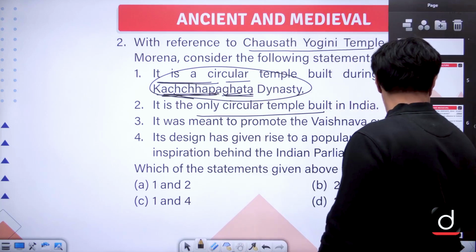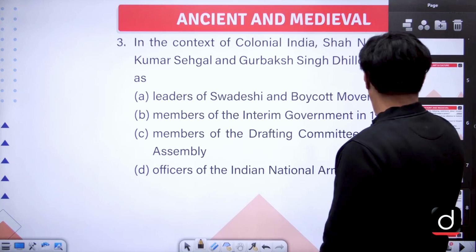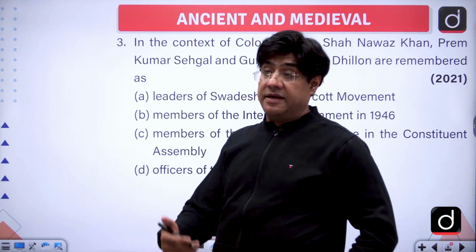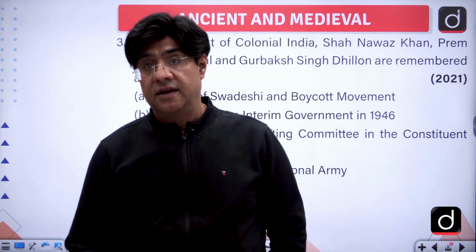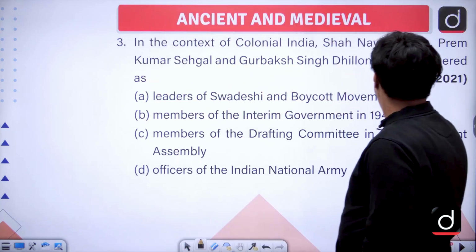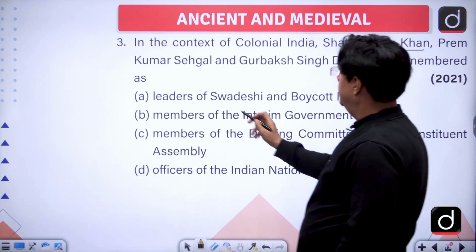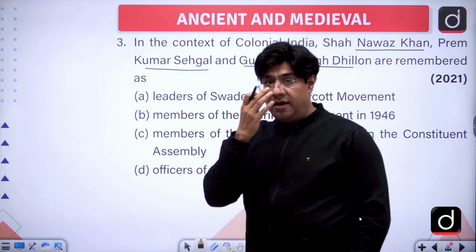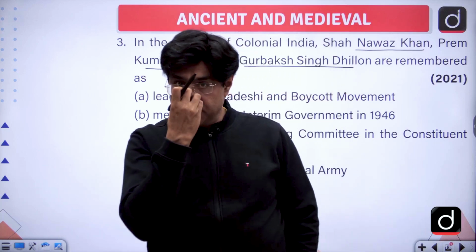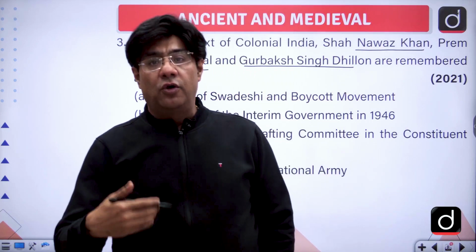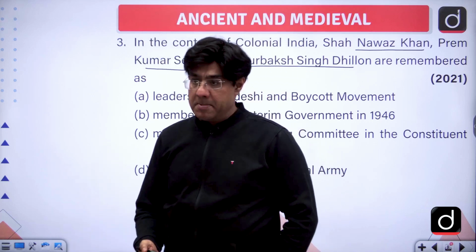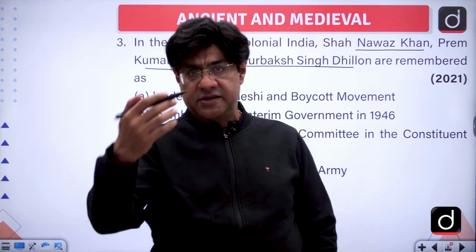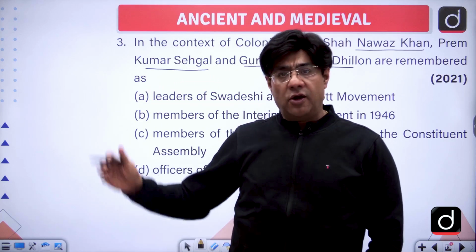Then another question. Now this is from modern history. As I said, questions are many times based upon personalities. So personality, here you see the names are given: Shahnawaz Khan, Prem Kumar Sehgal, Gurbakh Singh Dhillon. These are those personalities who are associated with the revolt of the Indian National Army. There we always study the name of Subhash Chandra Bose. There are many others who were associated with him. So three of them are these.